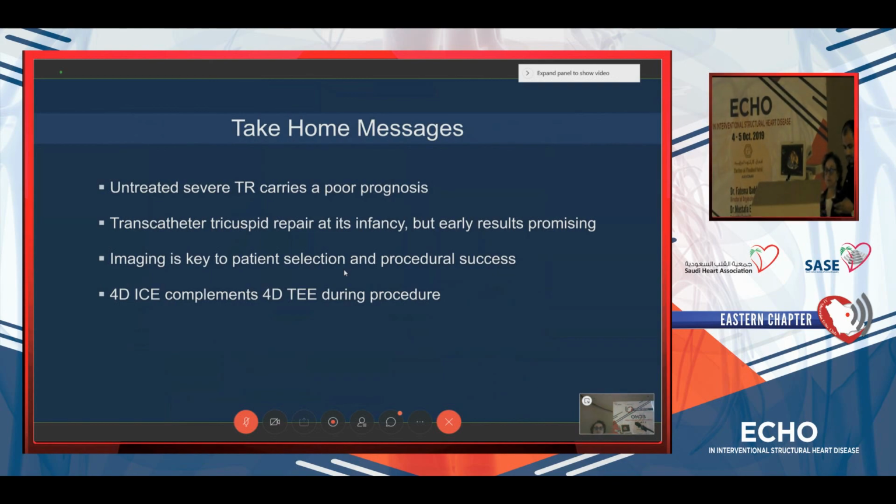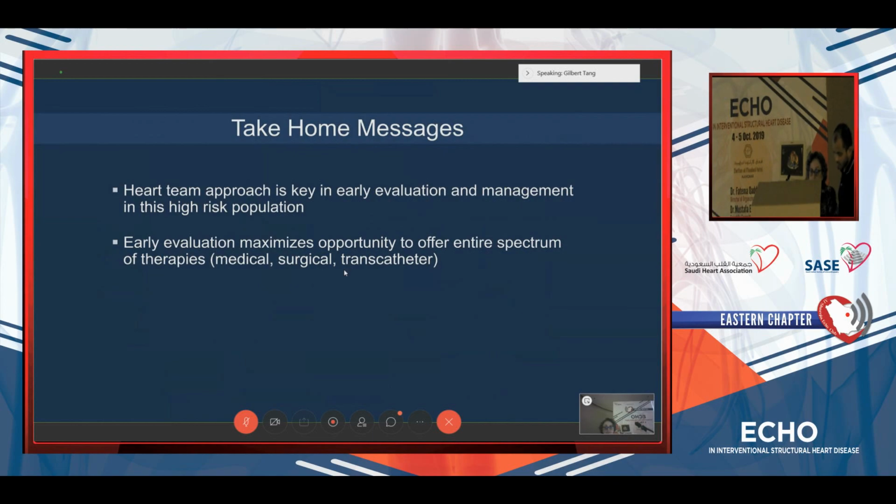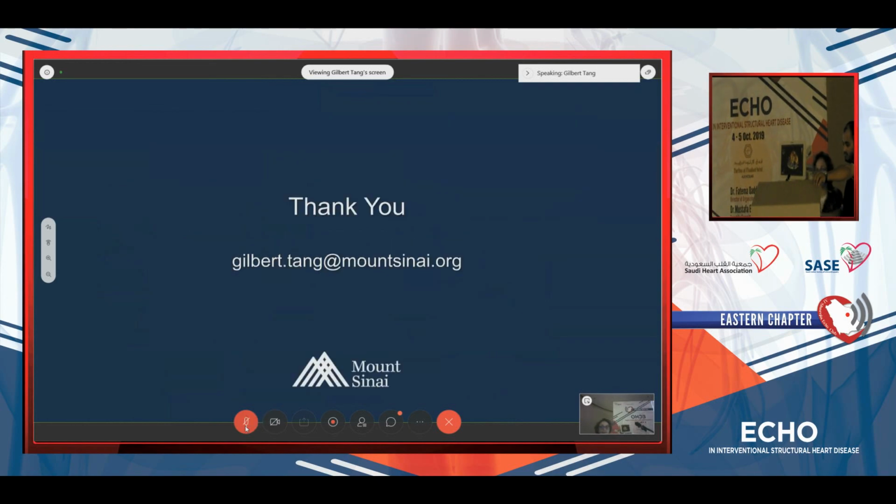So in summary, untreated severe TR really carries a bad prognosis. Transcatheter repair is at its infancy, but the early results are promising. As you can see here, imaging is key to patient selection and procedure success. 4D ICE, in my opinion, complements the 4D TEE during the procedure. And the heart team approach is important too in terms of evaluating and managing these patients, because if we evaluate them early, we can optimize them and perhaps offer them all the different therapies from medical, surgical, and transcatheter. Thank you very much for your attention.